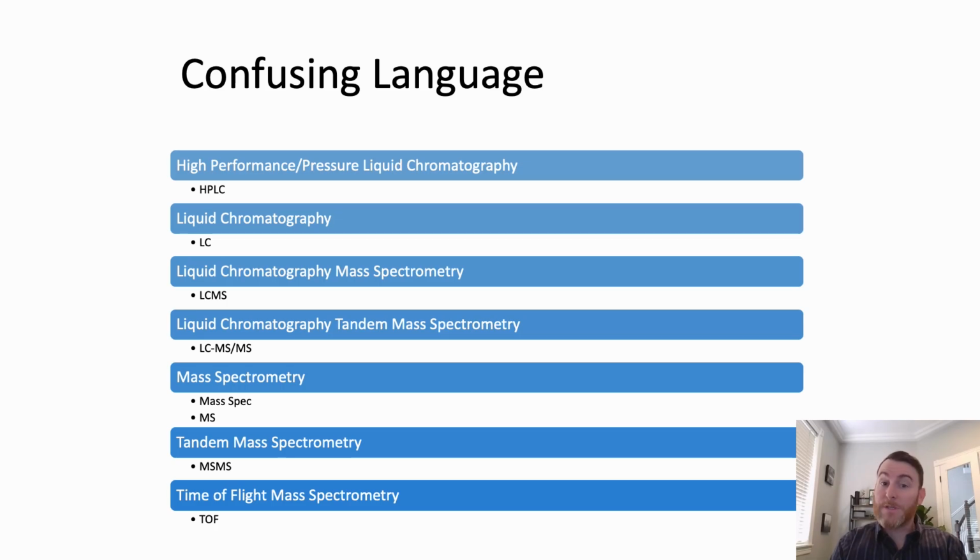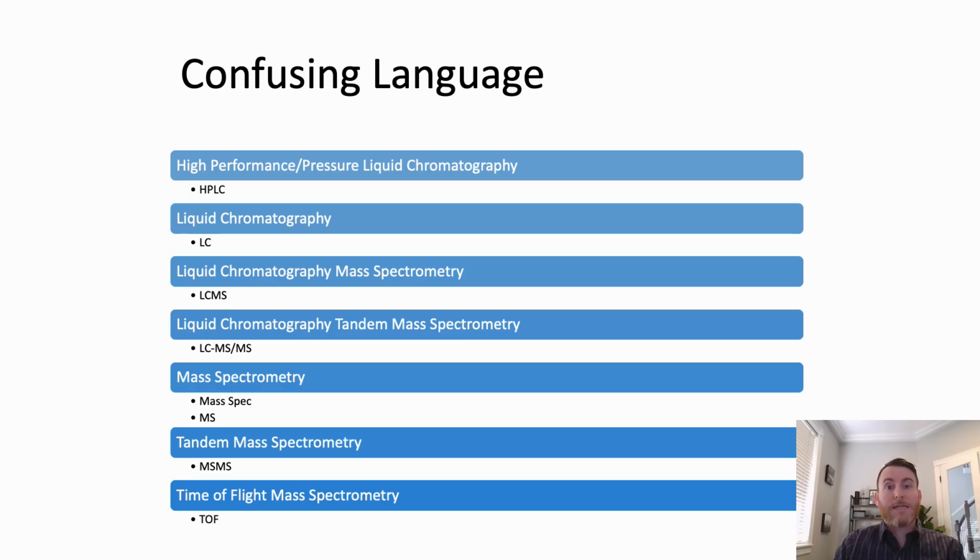So I want to first start with some confusing language. There's a lot of acronyms that sometimes mean the same thing. The first one is high performance or high pressure liquid chromatography, which is sometimes called HPLC. That's in contrast with a simpler naming convention, liquid chromatography, or LC. Sometimes you see variants like UPLC, which stands for ultra high pressure liquid chromatography. The point of this is that both of these are synonymous in the context of mass spectrometry.